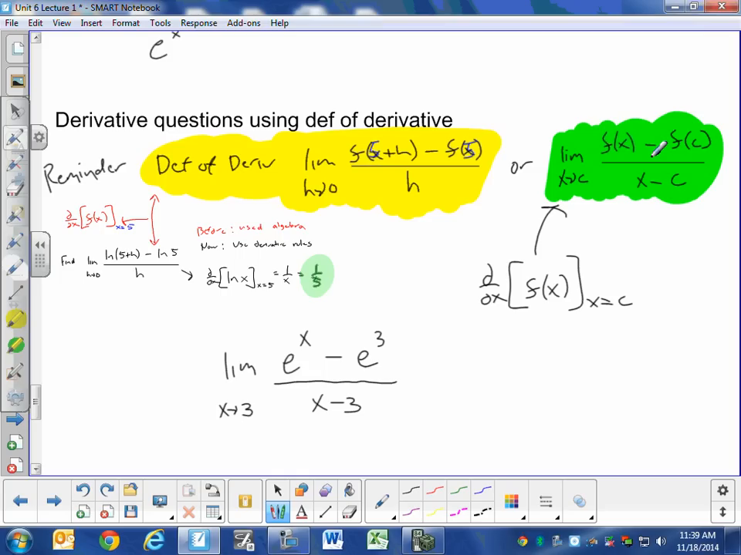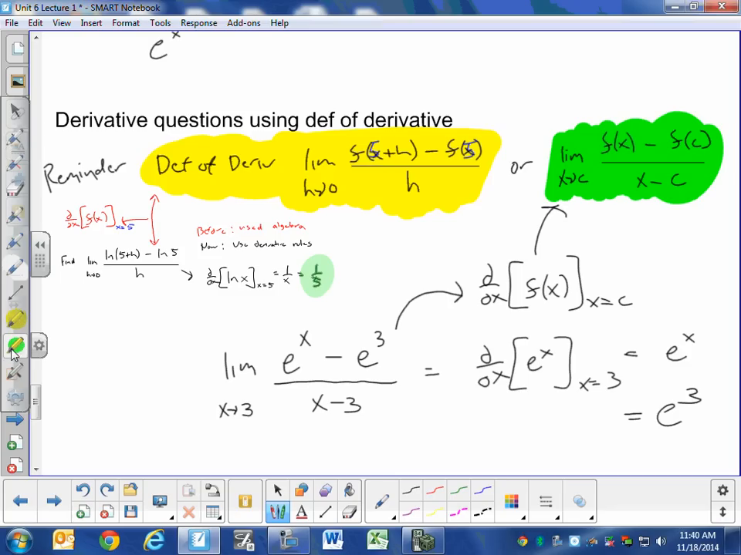So what you need to be able to do is connect this to this to realize this is the same as the derivative of e to the x when x is 3. The derivative of e to the x is e to the x. When x is 3, the answer is e cubed.